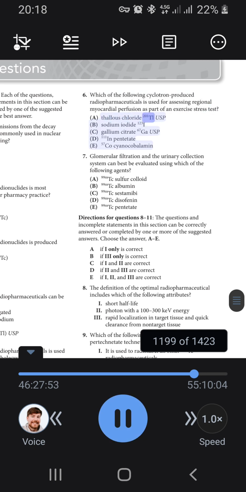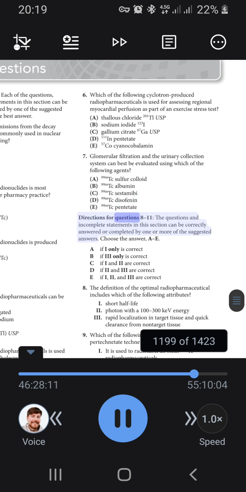A. Thallous chloride 201Tl, USP. B. Sodium iodide 123I. C. Gallium citrate 67Ga, USP. D. 111In pentetate. E. 57Co cyanocobalamin. 7. Glomerular filtration in the urinary collection system can best be evaluated using which of the following agents? A. 99mTc sulfur colloid. B. 99mTc albumin. C. 99mTc pentetate.